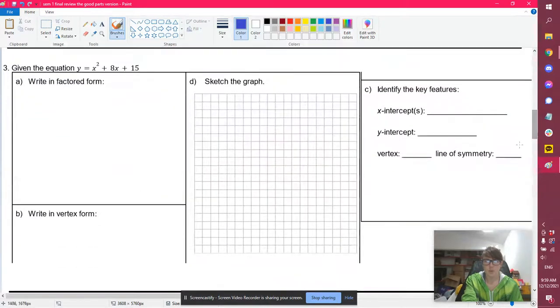Right, on to module 2. You're going to be given an equation, and I'm going to want you to factor it and write it in vertex form. Sketch the graph after identifying some key features. These key features will come directly from these forms.